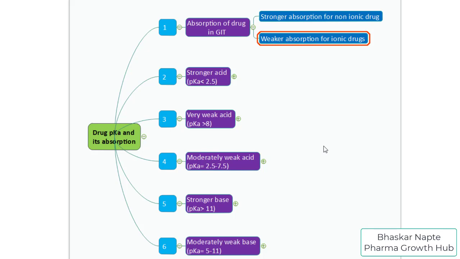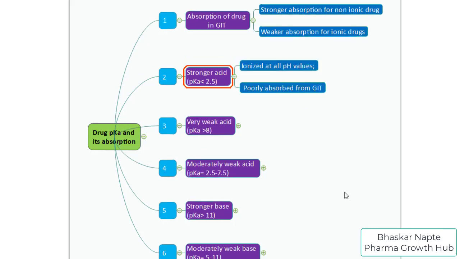Now this is a very broad understanding of the ionization state of weakly acidic or weakly basic compounds. Now let us understand with specific values of the pKa and the nature of the compound, whether it's acidic or basic, what is going to be the ionic state, and based on that we will be able to understand its probability of absorption. The first example here is the stronger acid with a pKa less than 2.5. So what is going to be the state of ionization? This compound will get completely ionized across the GI tract pH.